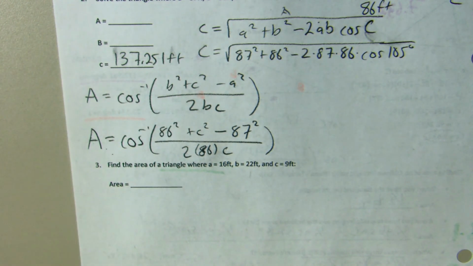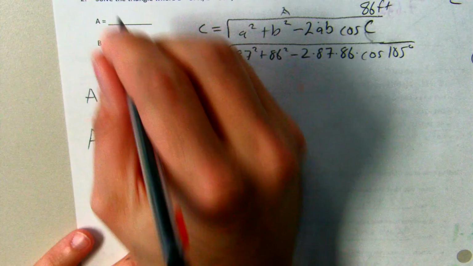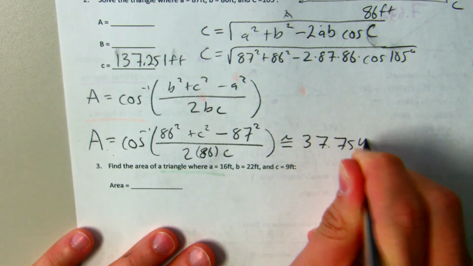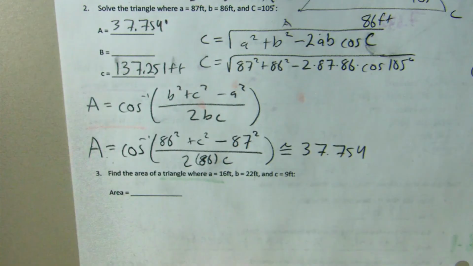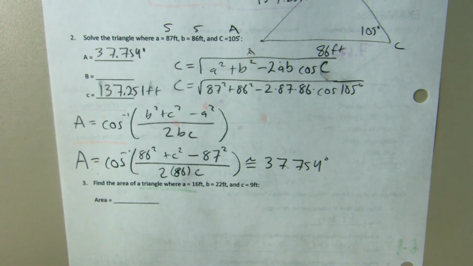And this one's a little harder to put in your calculator because again, if you don't put parentheses, it thinks you want something different. So this is definitely one thing you need to focus on in this hand. That's about 37.75.